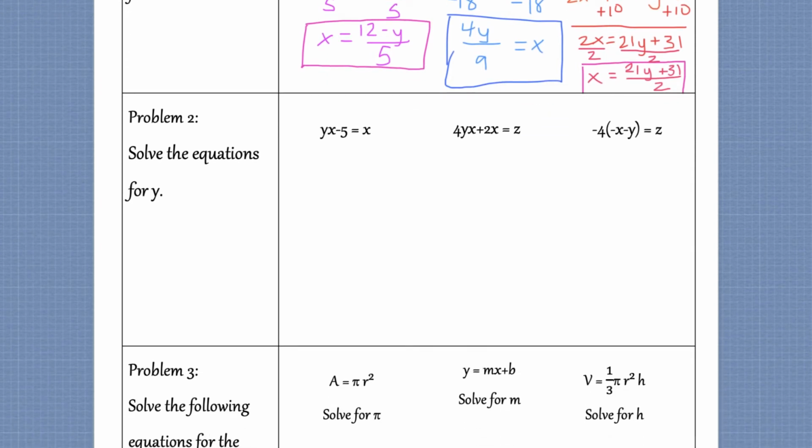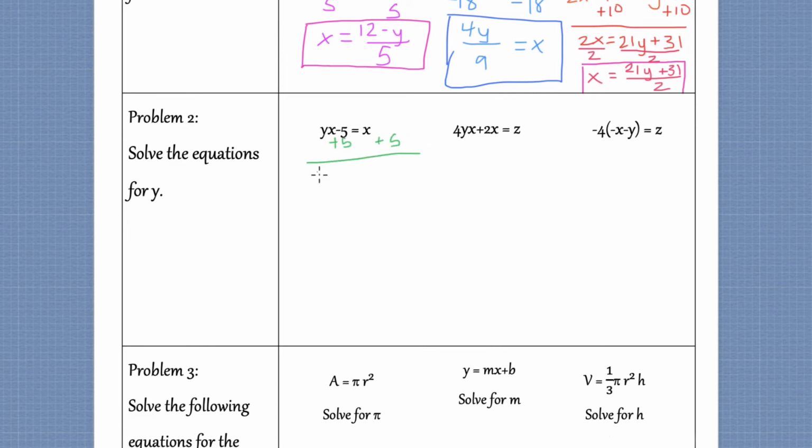Problem number 2 says to solve each of the equations for y. So what we're going to do for this first one is get this yx term alone. You may be wondering why we're getting the yx term alone and not just the y. It's because the yx term has the y variable inside of it. And we can't really divide out x yet until it's alone on one side. So we're just going to get this yx term alone. And to do that, we're going to add 5 to both sides.